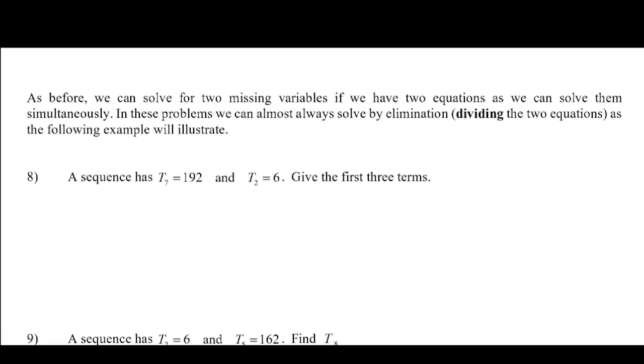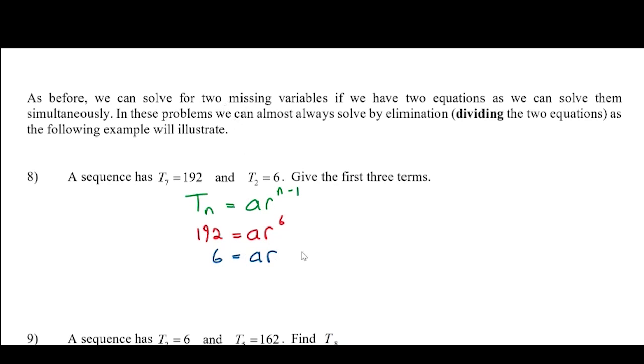Okay, as we did previously, if we have two equations, we can solve for two variables rather than just one variable. Remember our formula? Tn equals ar to the n minus 1. What we've got here now is we know that the seventh term is 192, and that means that 192 is actually equal to ar to the 7 minus 1. We know that the second term is 6, right? So 6 is a times r.